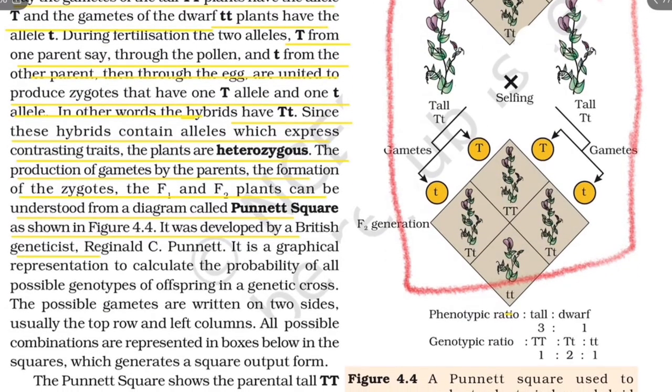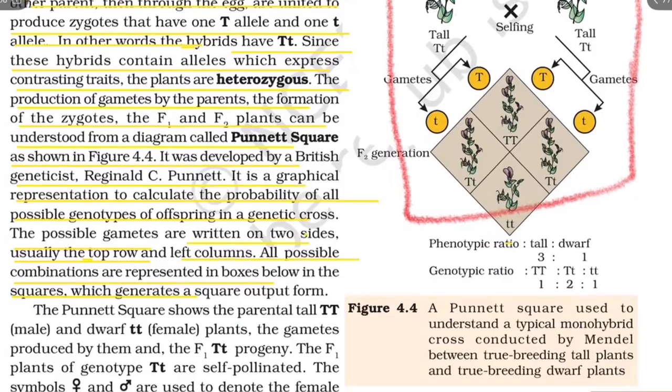It was developed by British geneticist Reginald C. Punnett. It is a graphical representation to calculate the probability of all possible genotypes of offspring in a genetic cross. The possible gametes are written on two sides, usually the top row and left column. All possible combinations are represented in the boxes below in the square.